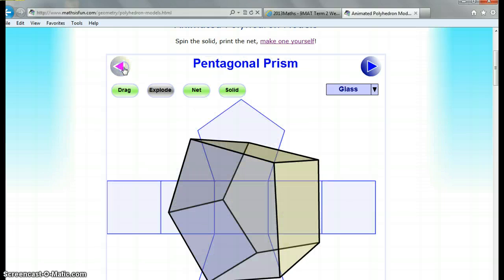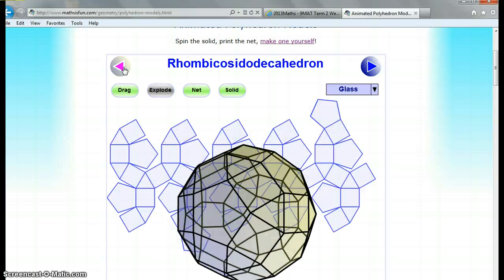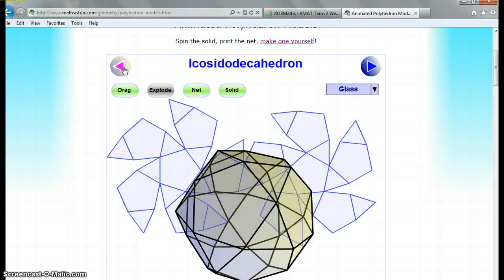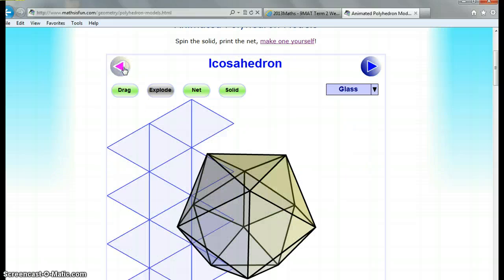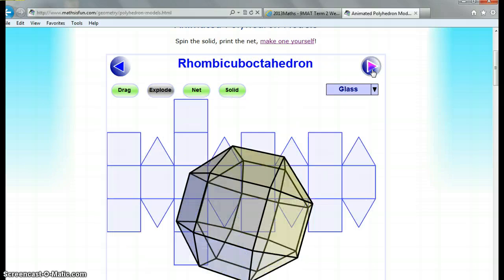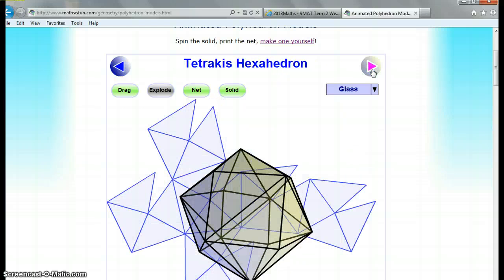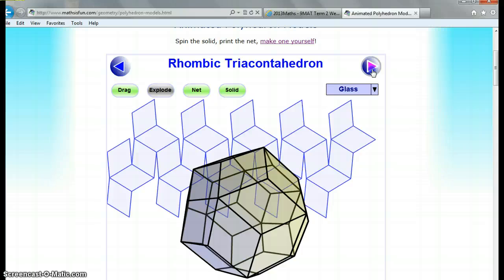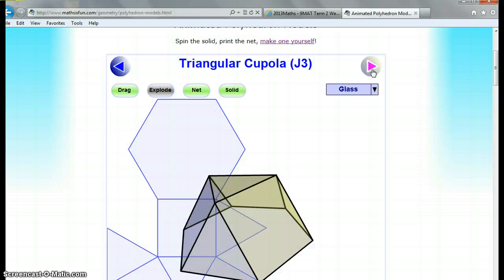So these ones aren't Platonic solids, are they? Because they don't have that same thing. They're just different sorts of three-dimensional mathematical shapes. Which are pretty cool. It's usually at the end of the year that we actually make these kind of models. They're kind of cool. Some of them are quite complex, aren't they?